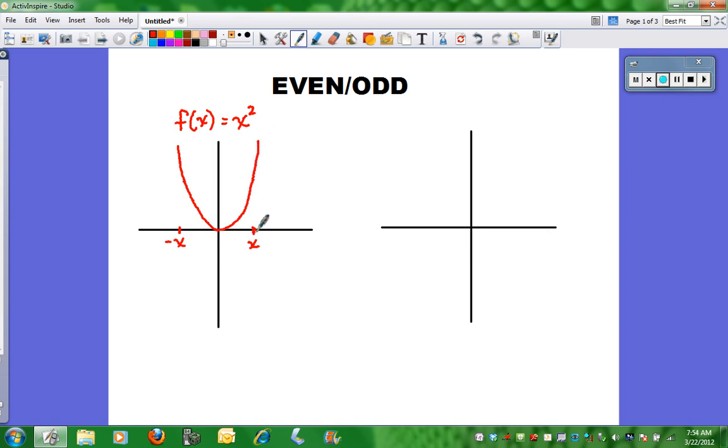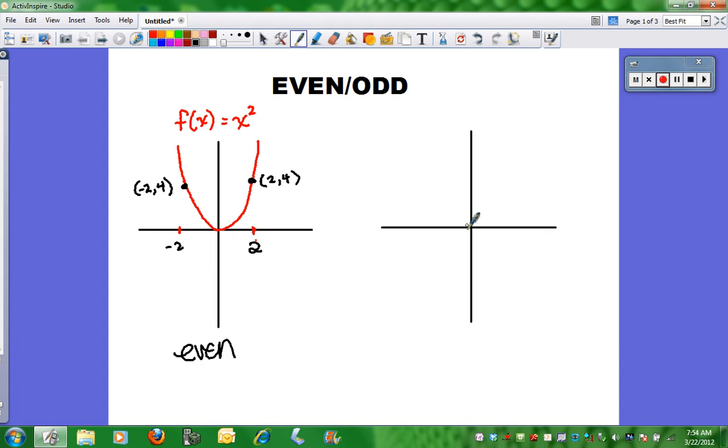Say this number is 2, and there is 4 on here, so the point 2, 4. Since it is an even function, that means there's a point negative 2, 4 on here as well. You may remember that the symmetry is about the y-axis. So that's an even function.